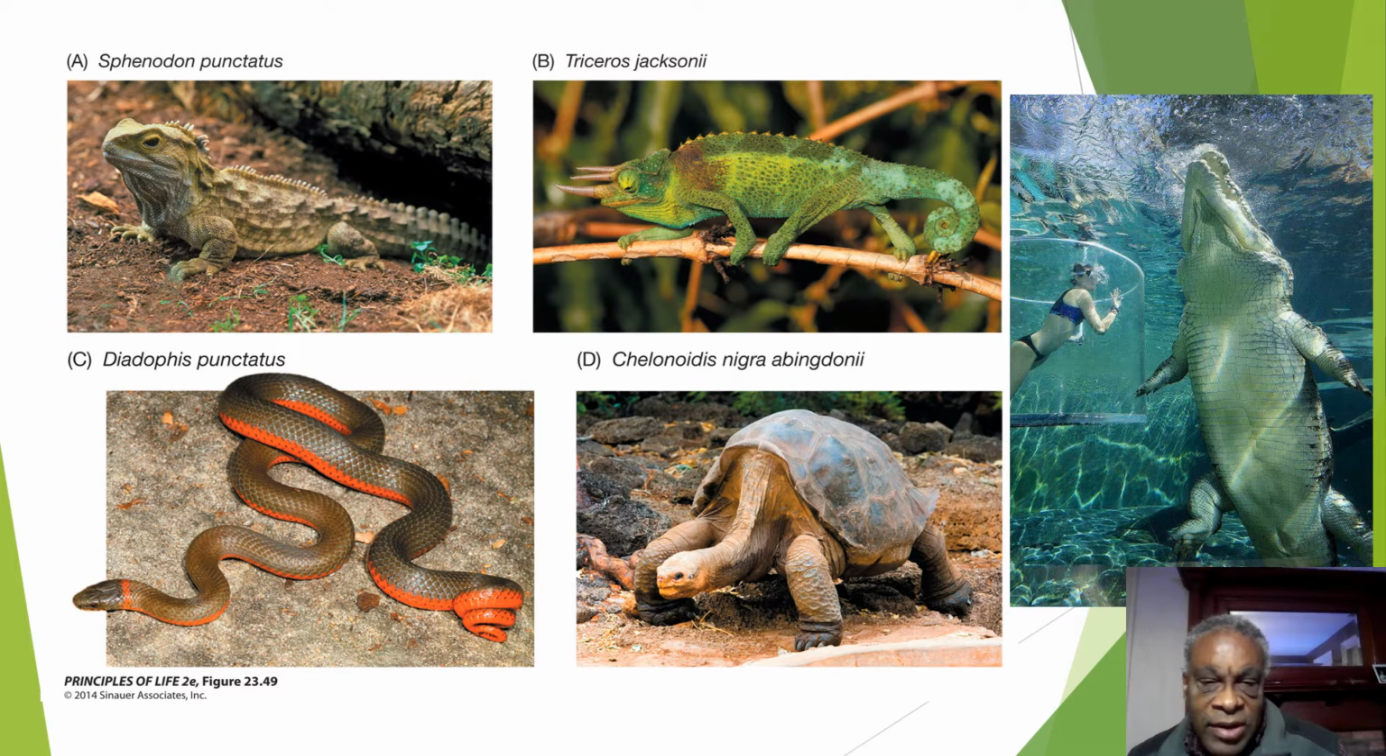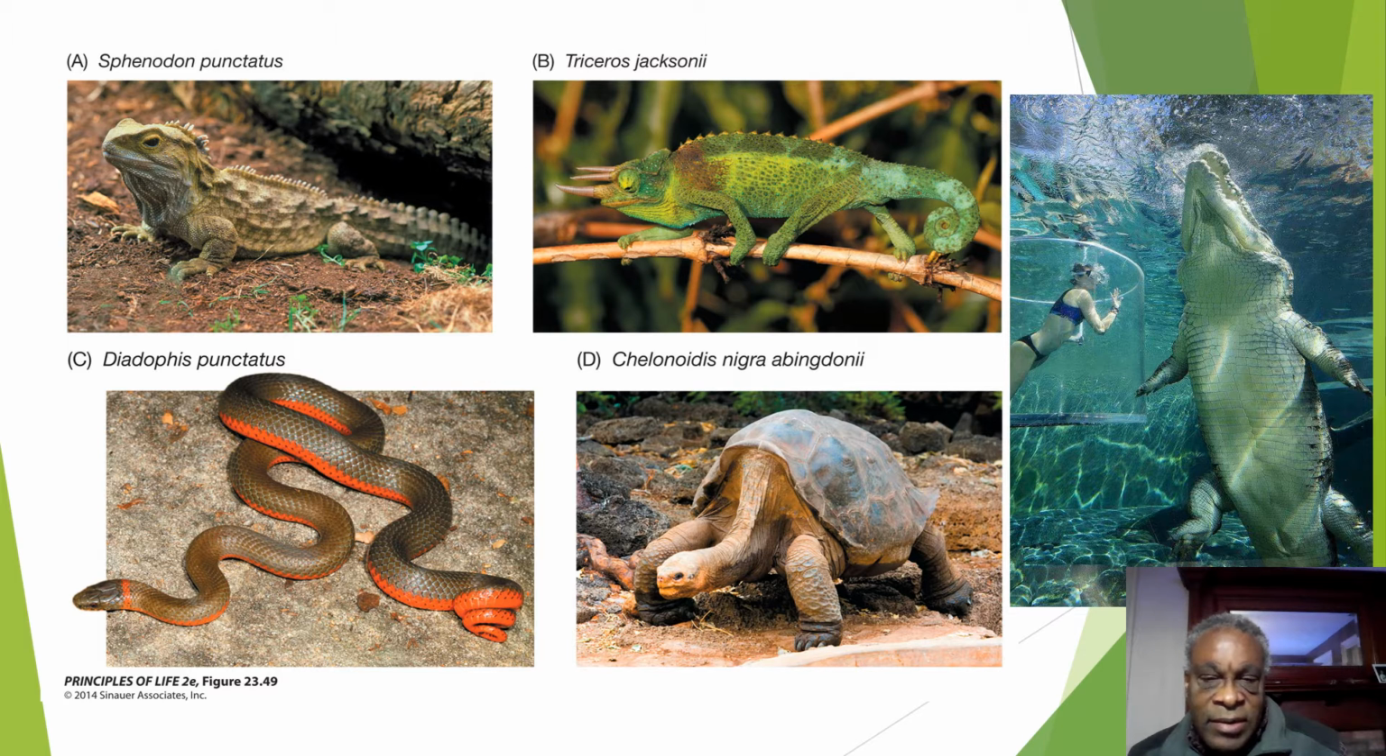The four main ones are the Rhynchocephalia, shown in A here. That is a tuatara, and it's a very ancient line of reptile. It's probably directly related to the very earliest ancestors of tetrapods that later became reptiles.